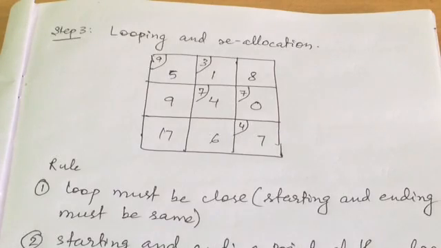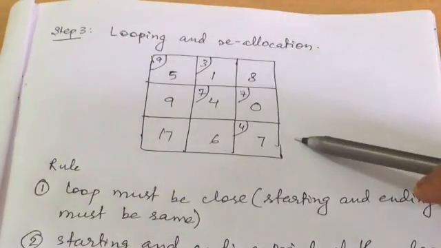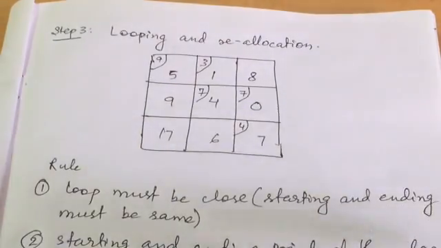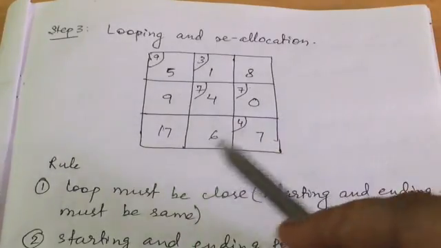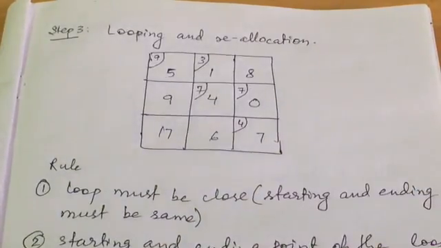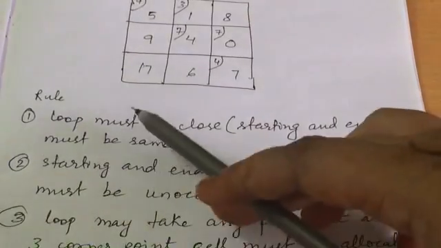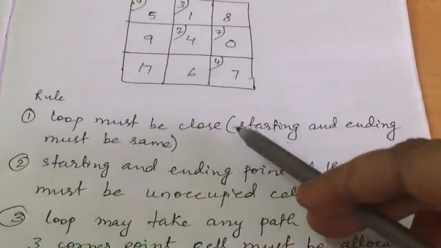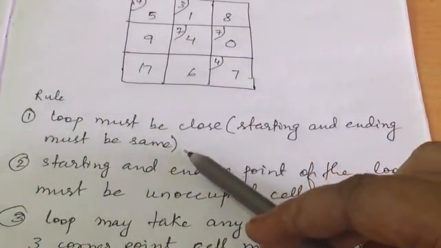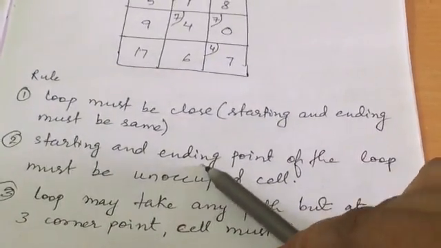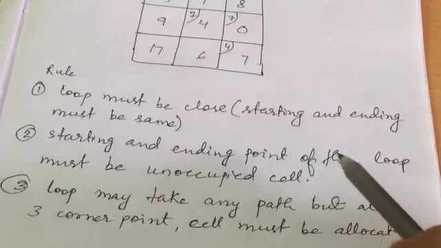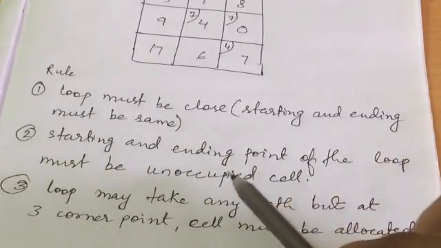Now in this step, what we have to do is looping and reallocation. So our given table was this. Now we have to create a loop, but how will we create the loop? Using these rules. The first rule says that the loop must be closed, that is, starting and ending must be the same. And the starting and ending point of the loop must be an unoccupied cell.